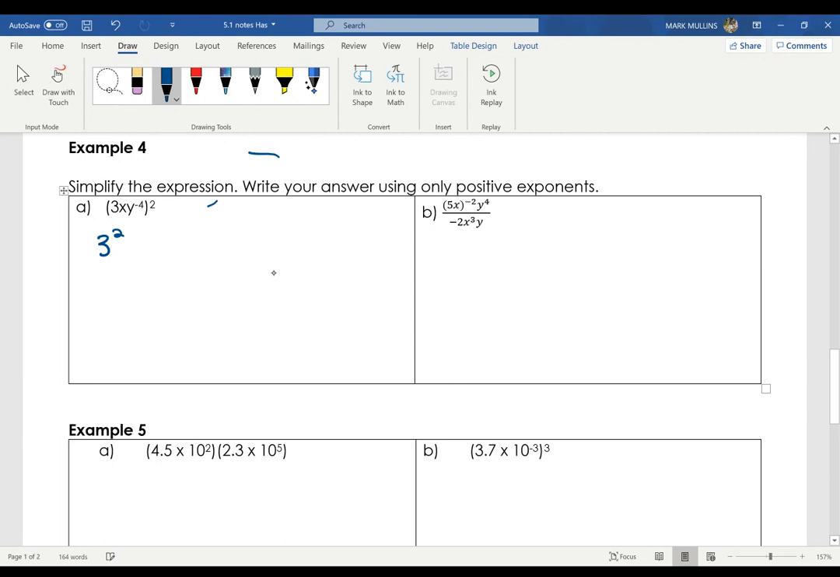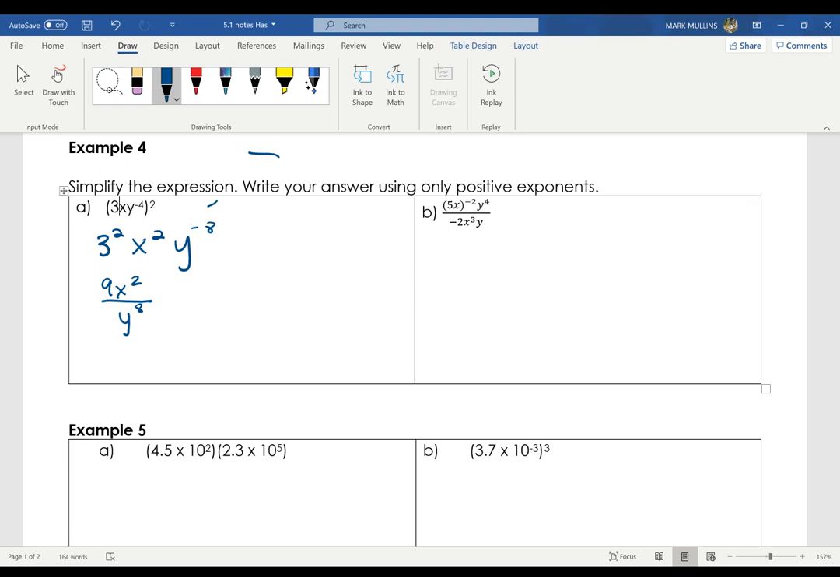3 squared. And then I have x squared. And then I have y, it's a power to a power. Negative 4 times 2 is negative 8. And then I would actually evaluate the 3 squared as a 9x squared. And because my y is to a negative exponent, I would take the reciprocal. So that would move the y part to the denominator, and now it's a positive 8 exponent.